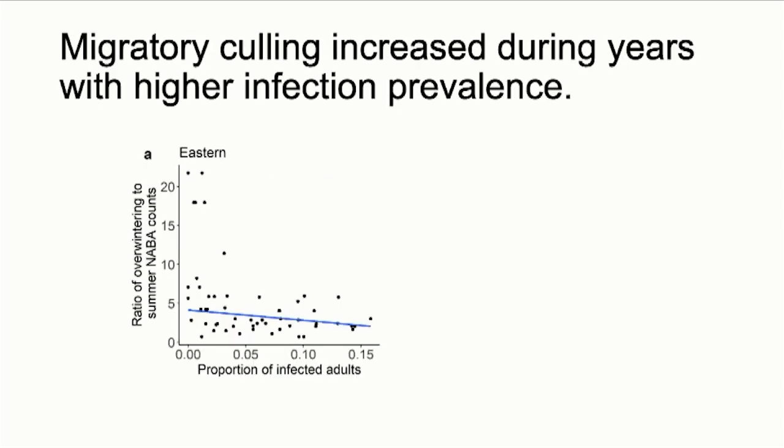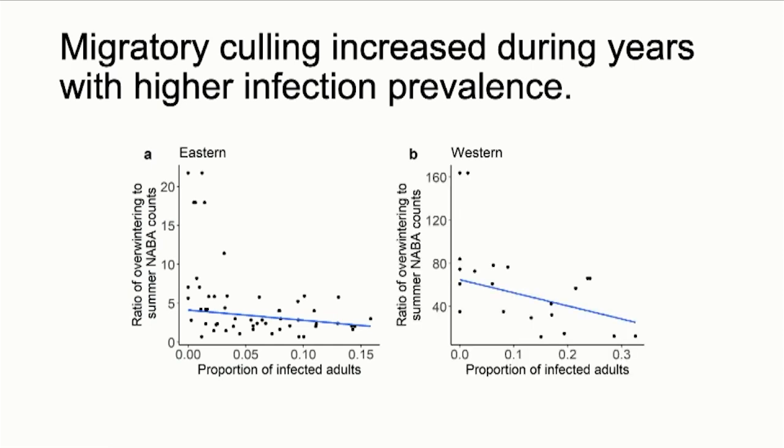So then when we plotted proportion of infected adults against this ratio that I just mentioned, we noticed that there was, in fact, a negative trend. So proportion of infected monarchs was increasing when overwintering populations were lower in relation to summer populations. And the same trend was noticed for the Western monarchs. So that indicated to us that in the years that migratory culling was occurring with higher infection prevalence, we saw these patterns.